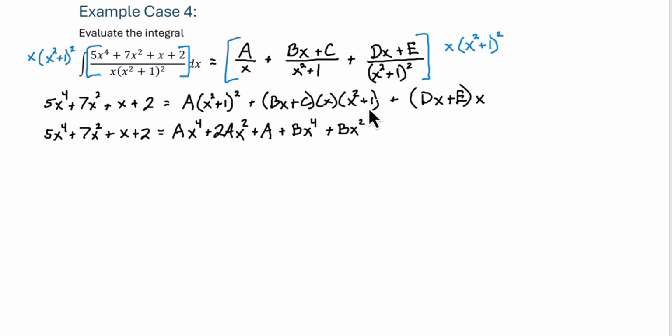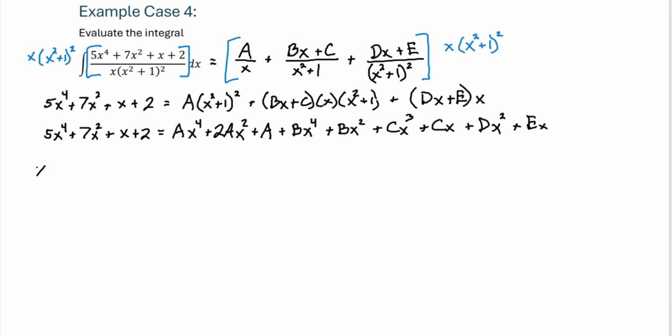Bx squared. Distribute c with x and x squared. Cx cubed. Distribute the c with the x and the 1. Cx. And finally, we'll distribute the x inside the last set of parentheses. Dx squared plus ex. Now we can start to equate the coefficients.